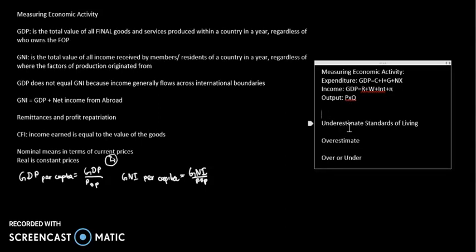Also, it does not take into account other factors of living, like education, health, life expectancy, all that. We need to look at that later. And it may overestimate standards of living because it does not take into account negative externalities in the production of goods and services, and it does not account for depletion of natural resources. We also have other measurements of economic activity that do take these into account. We'll go into them soon.